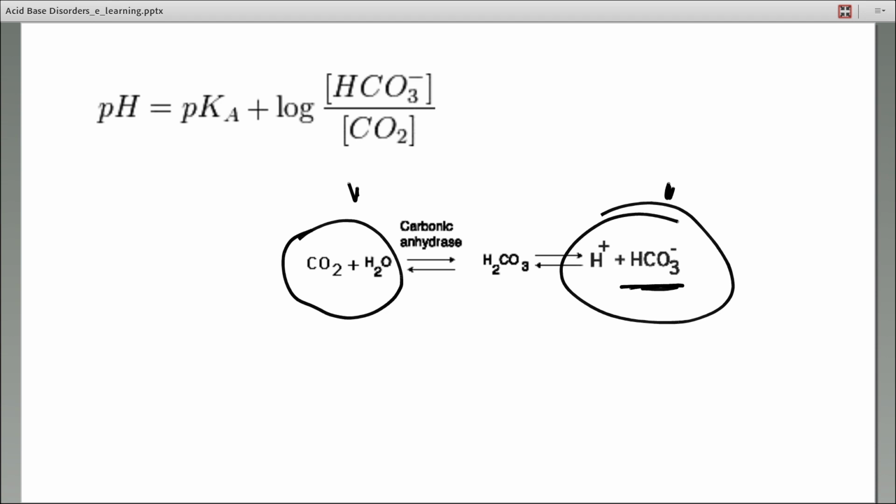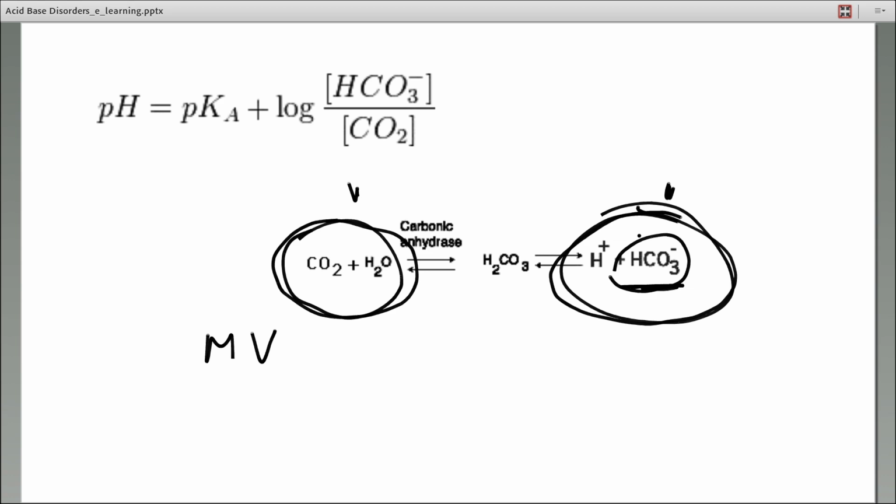Therefore, that is why it is open, that the organism can regulate both the amount of conjugated acid via minute ventilation. If you increase minute ventilation, you decrease partial pressure of CO2 and you increase pH. And you may also regulate on the other side of the equation the amount of bicarbonate by increasing or decreasing its reabsorption in the kidney.